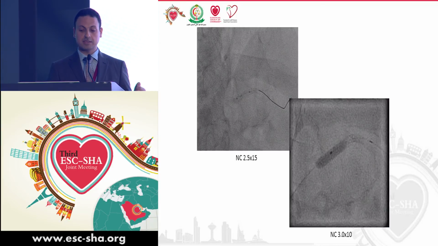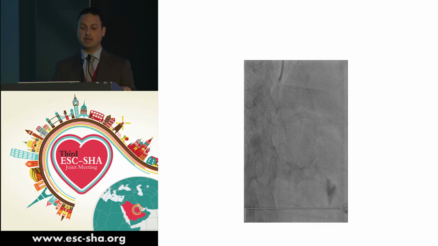Then I can advance a 2.5 balloon with little difficulty because definitely there's some deformity at the proximal part of the stent. And then a 3/10 non-compliant balloon at 16 atmospheres, and this is the result after post-dilatation. It looks better. The stent looks funneled, especially proximally, and this was confirmed by OCT.